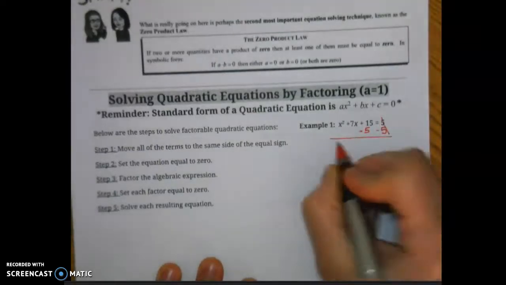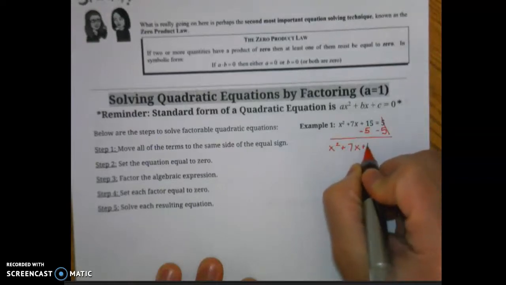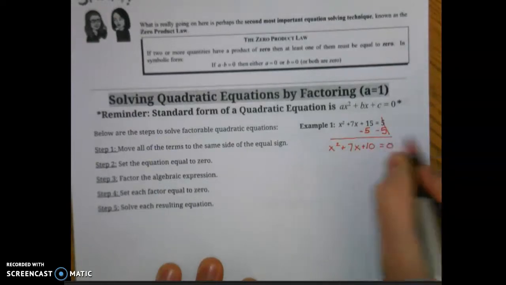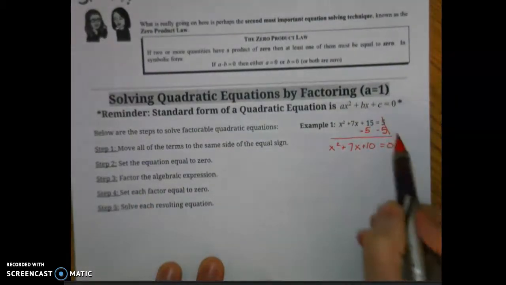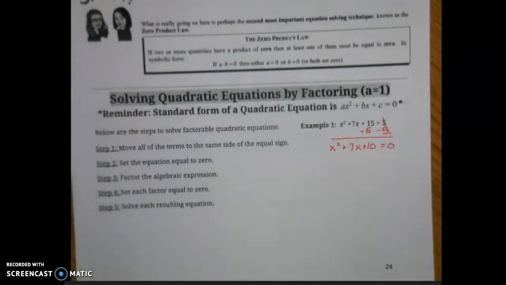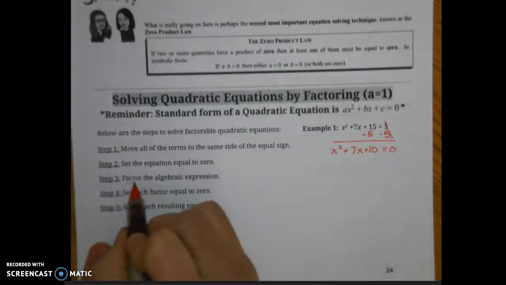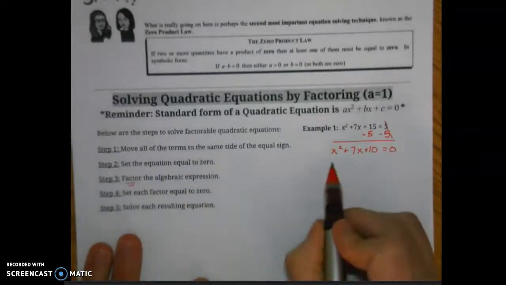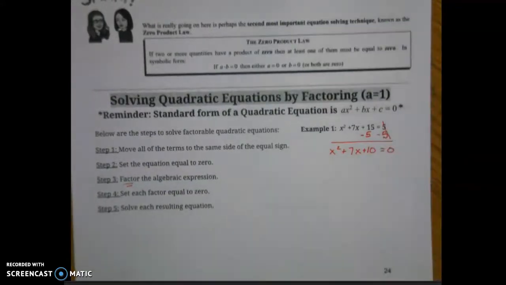Okay, so here we cancel, and I have x squared plus 7x plus 10 is equal to 0. So step 2 says to set the equation equal to 0, but I did that by doing the 5 minus 5. Okay, so now I am ready to solve by factoring. So I'm going to do this third step, factor the algebraic expression, so that's this trinomial on the left-hand side. So you have to think back to last unit when you were factoring trinomials. You're just going to ignore this equals 0 for a second.